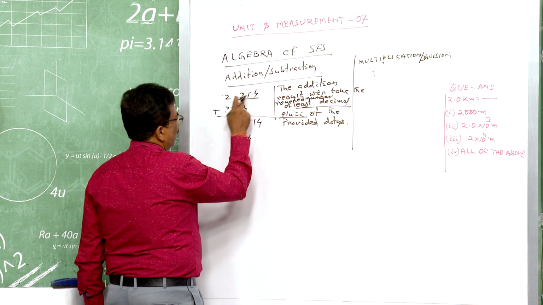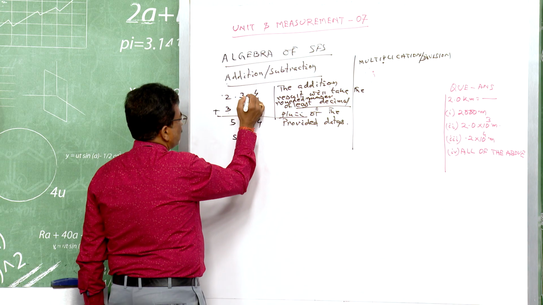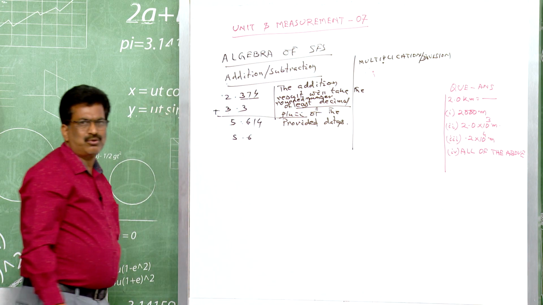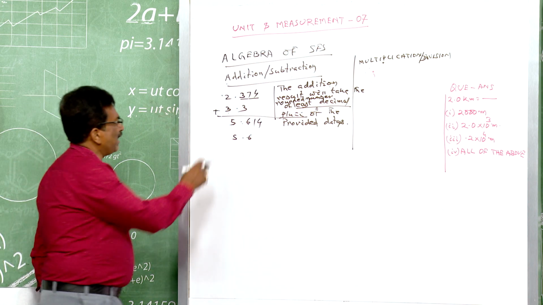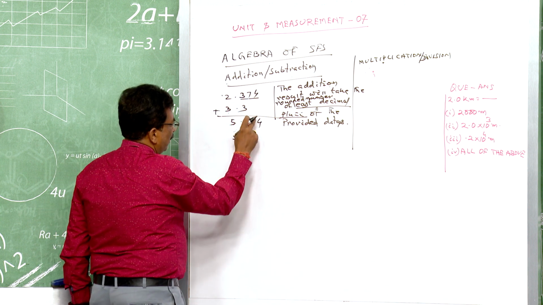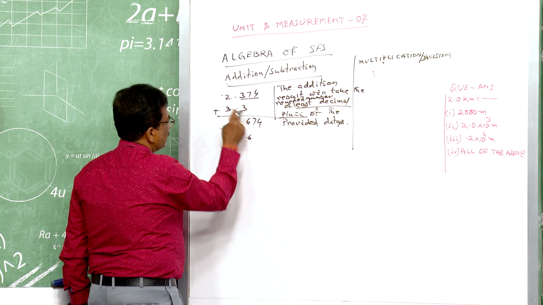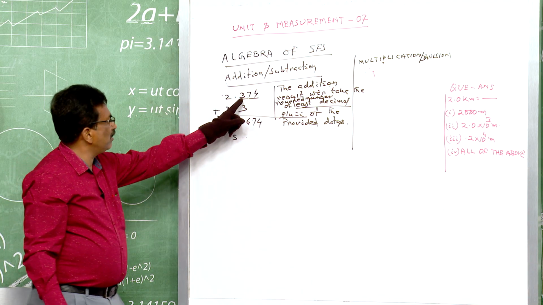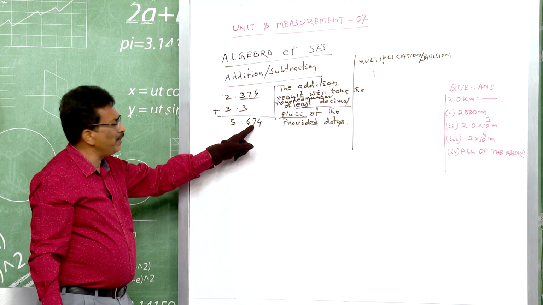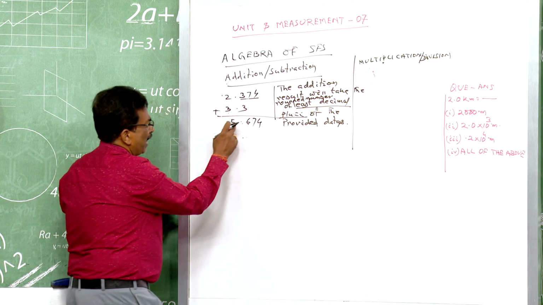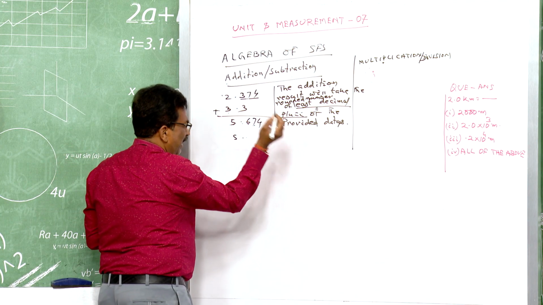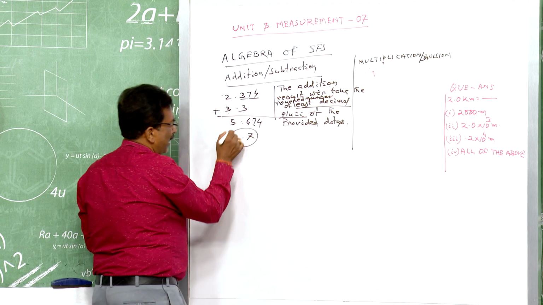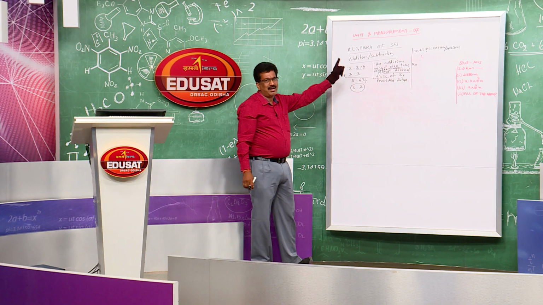Suppose your answer is 2.374 instead of this, and it is to be added. So 4 plus 4, this will be 7, this will be 6, 3 plus 2 is 5. So what will be the answer for this one, my students? Up to the 3 decimal places it will go, means up to 5.6. Then 7 is greater than 5, so that will be 5.7. This is for the addition.